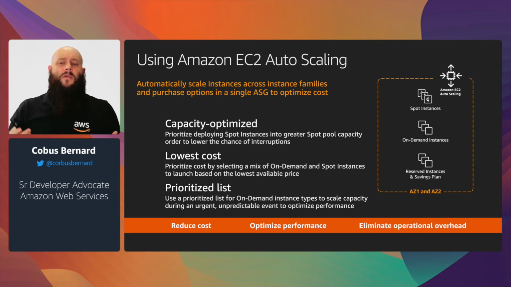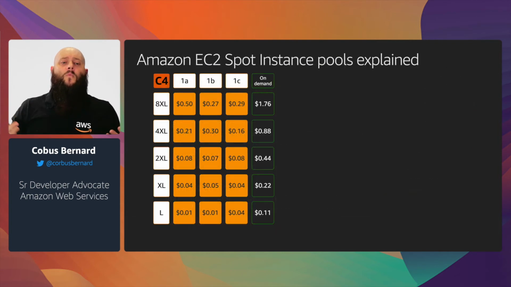So let's take a deeper look at this. First thing we have to cover is how Spot instance pool pricing works. What we see in this grid is that I'm looking at the C4 family type, and the different sizes between large and 8XL. I'm also looking across 3 different availability zones, 1A, 1B, and 1C. Then what you see in the block there is the Spot pricing for it at the moment. And also in the green column, you can see the current on-demand pricing for those instance types.